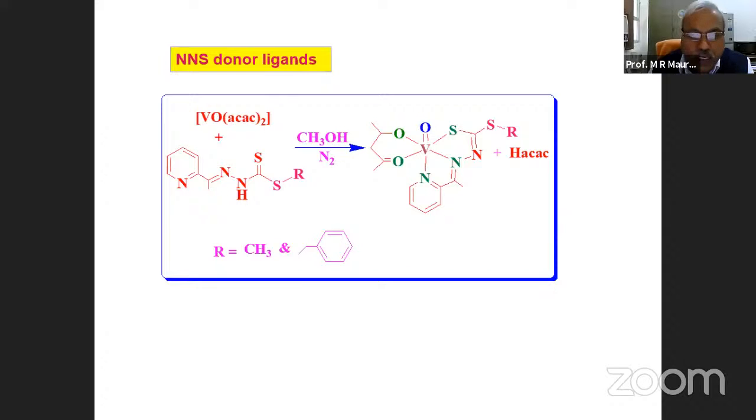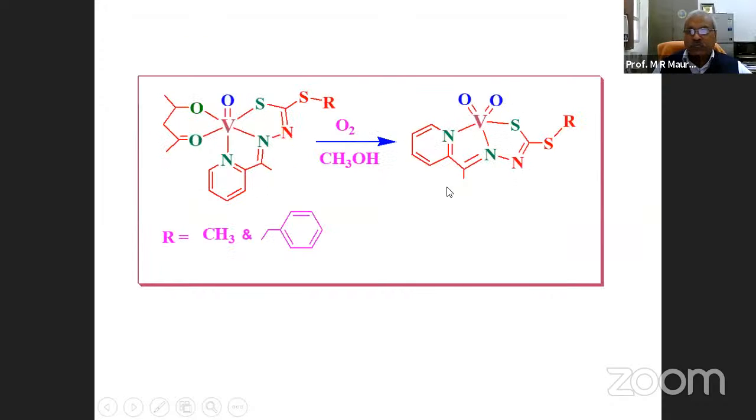Now here, see how the chemistry is changing. Again, we have taken sulfur in place of oxygen. The chemistry is exactly the same, no difference in this one. And you could very nicely obtain the trigonal bipyramidal type of compound for this ONS donor.